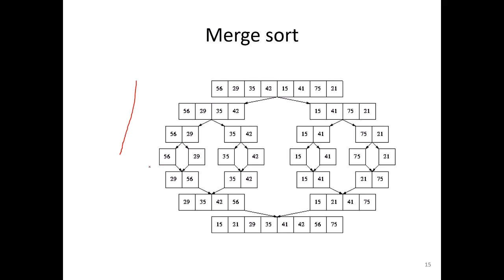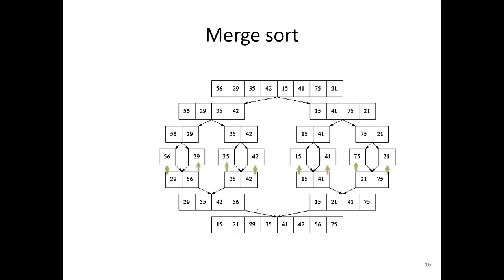After dividing, we merge by comparing the elements. For example, we compare this subarray with this subarray. One array contains 56, another contains 29. These two are compared. 29 is less than 56, so we place 29 in the temporary array and 56 in the next position. After completing the merge step, we copy these two elements into the original array, by using a loop.